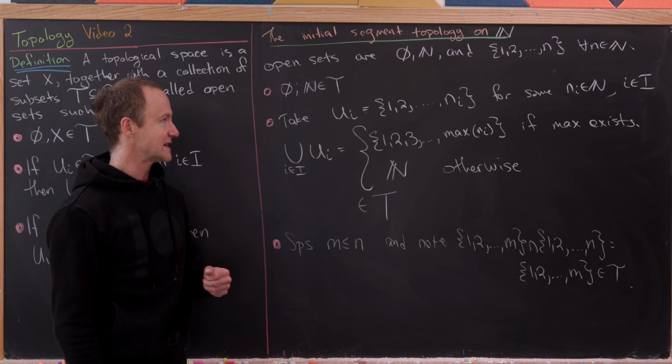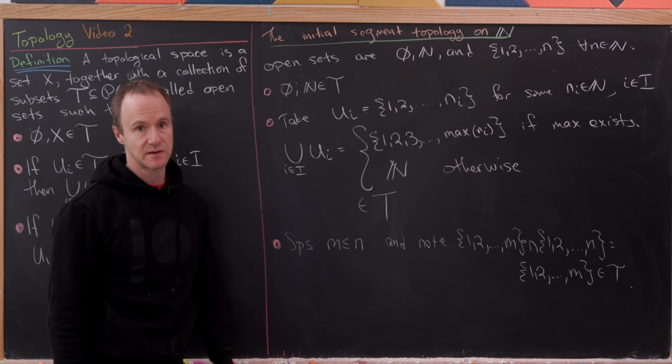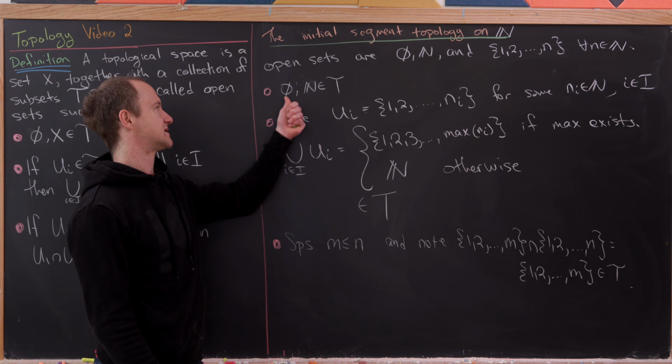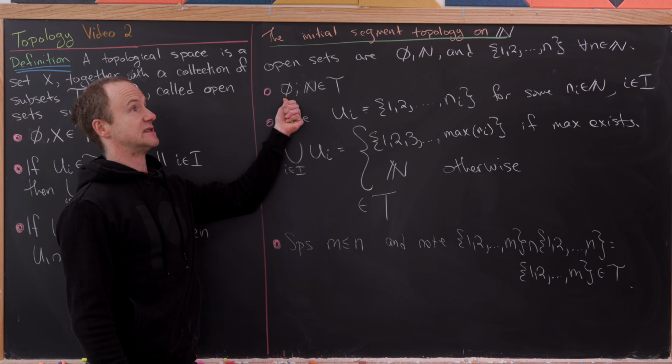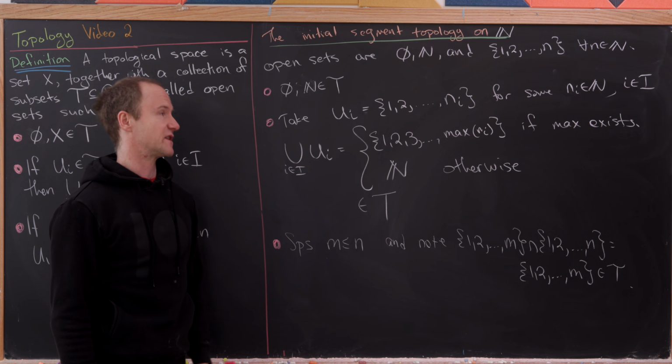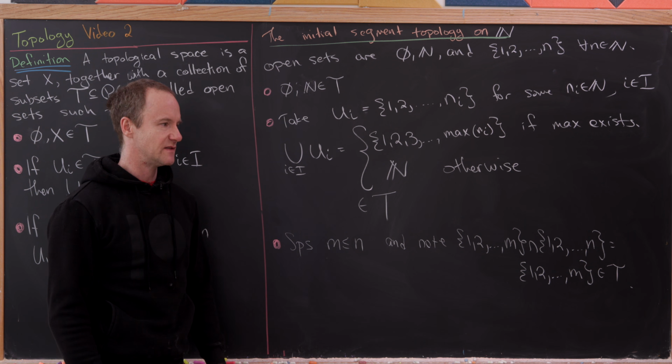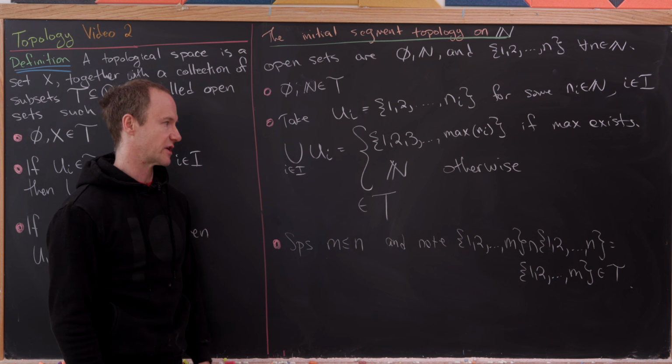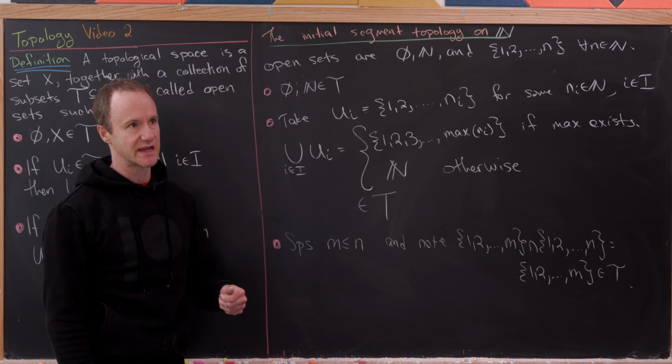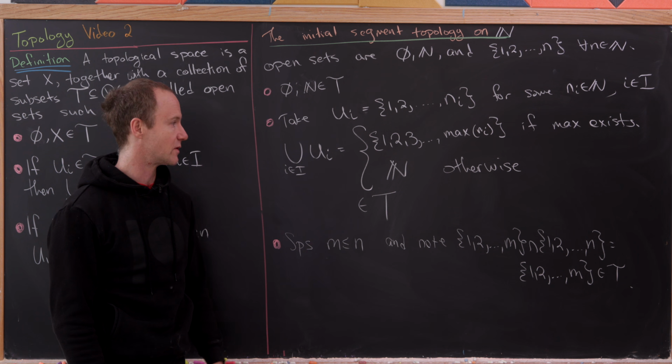I guess I should say in both of these cases, I'm not using as my open sets the set containing nothing, in other words, the empty set, or the set containing everything, in other words, the set of all natural numbers, because that doesn't add any interesting calculations, just like it didn't in our previous example.